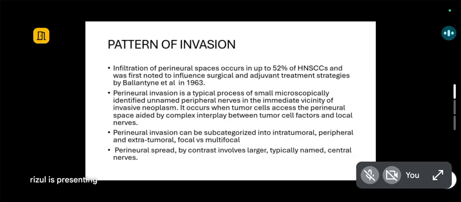Then there is perineural invasion, and then there is perineural spread. Perineural spread means involvement of typically named central nerves, whereas perineural invasion means involvement of unnamed peripheral nerves. So this is the difference between the two things.